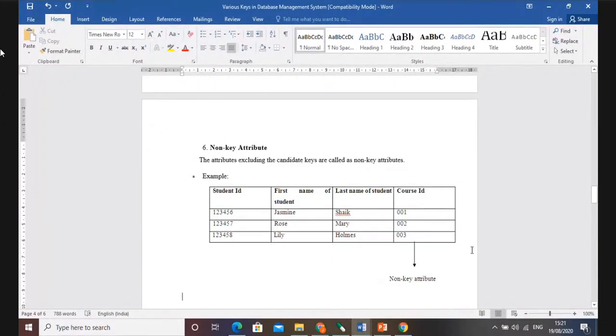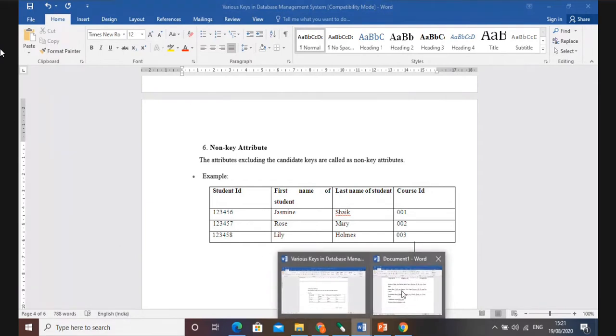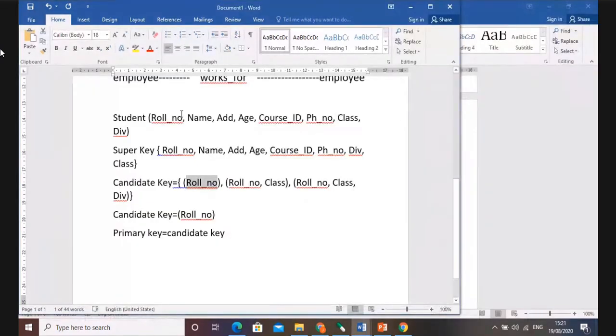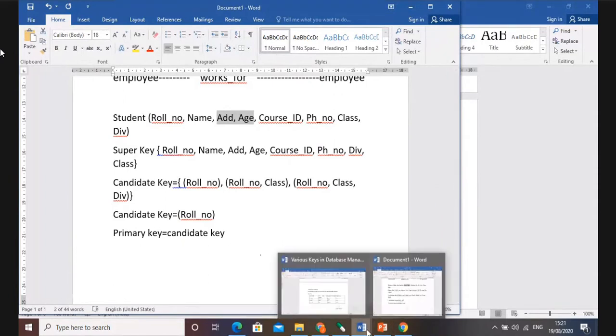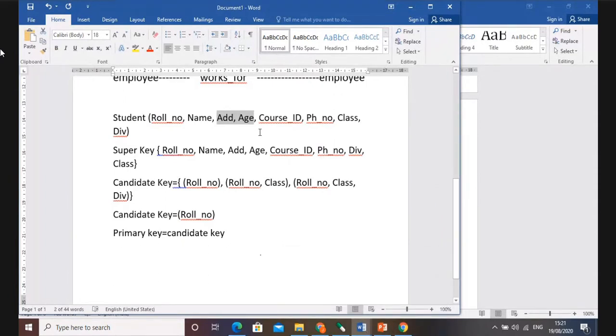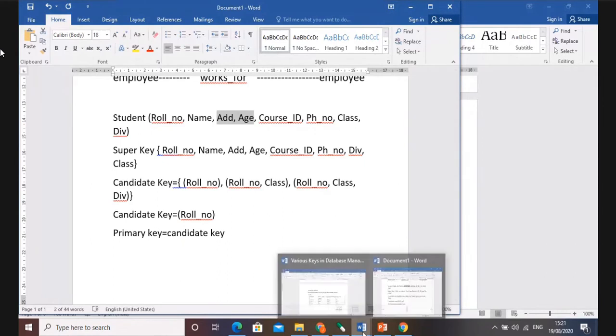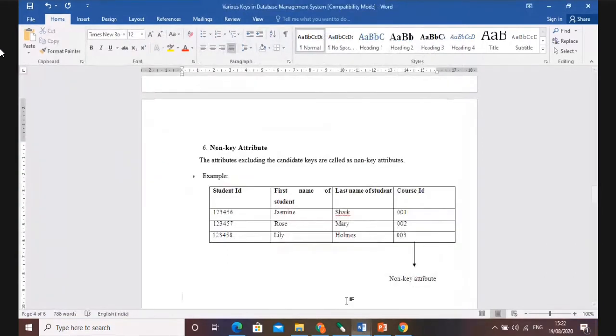Non-key attribute: the attribute which is not part of your candidate keys. In this case, I have not considered address, age, course ID, and phone number as part of my candidate key. Nowhere, right? So those are known as non-key attributes. They are not my key attributes.